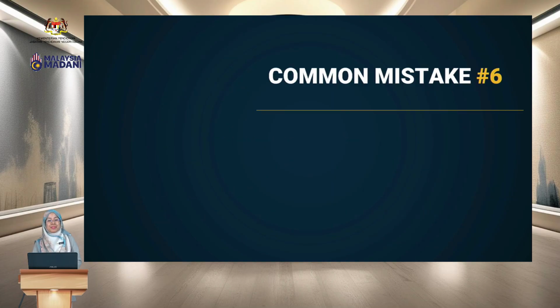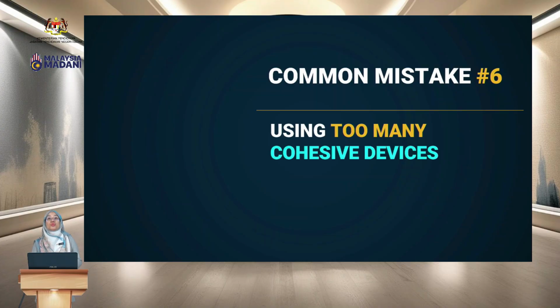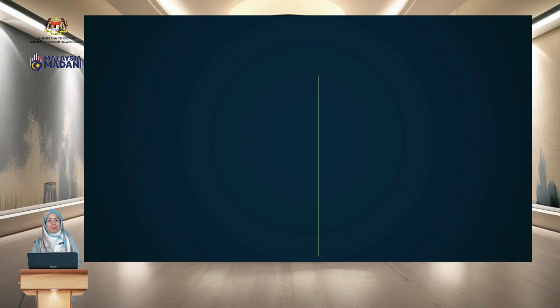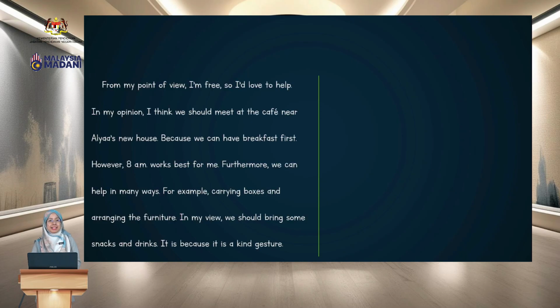Let's move on. Here is common mistake number 6. Using too many cohesive devices. Now you have learned cohesive devices and you want to put in so many. But it is not quite right. Now let's look at this sample essay. Feel free to pause the video so that you can read the sample essay. So what is the mistake here?